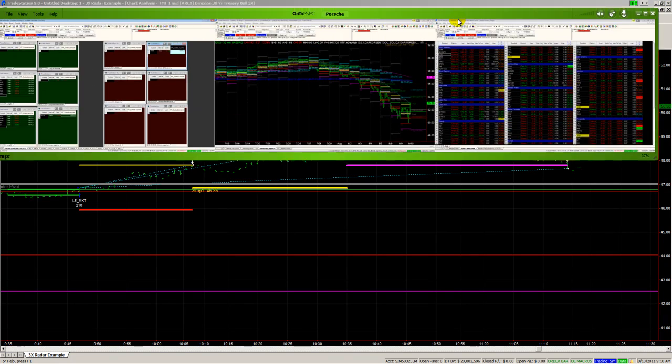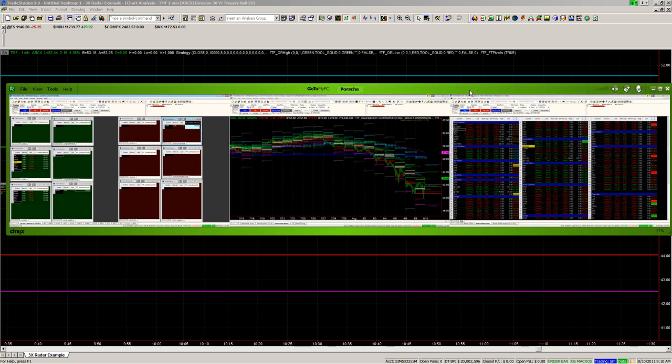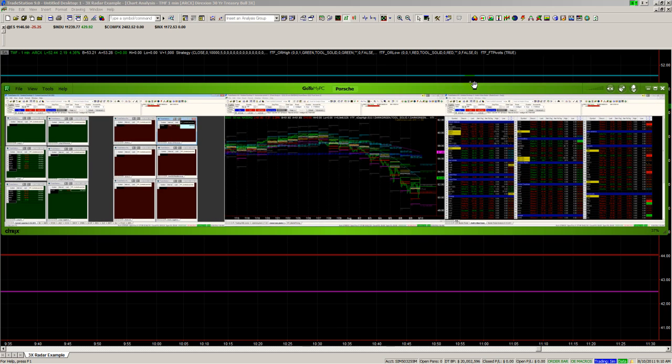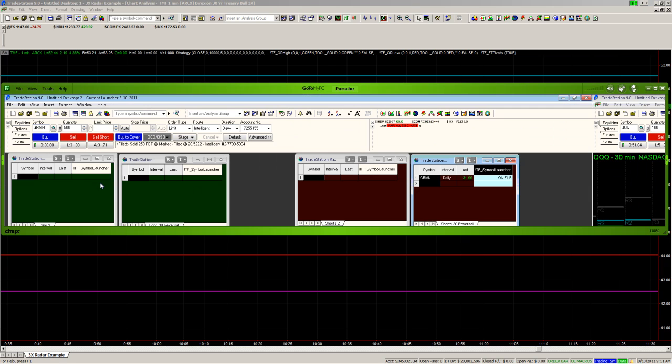All right, Keith. Let me just give him a preview. This is Keith's system that he's about to be looking at. Oh yeah, this is great. This is Keith's launcher.